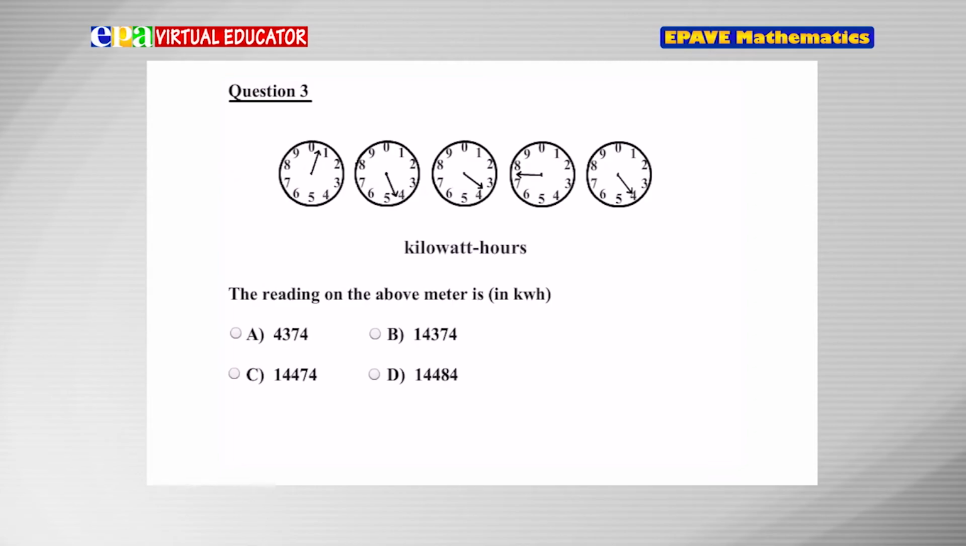What is the reading on the meter shown in kilowatt hours? A, B, C, or D?